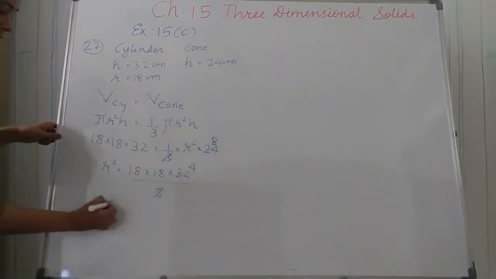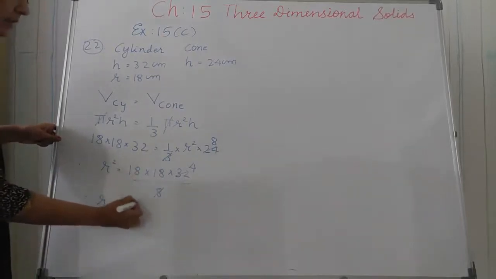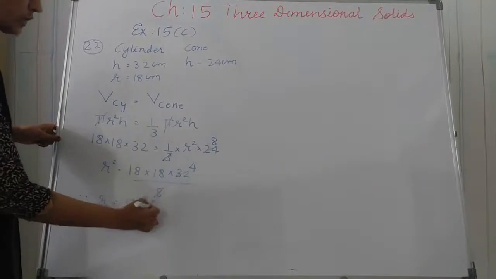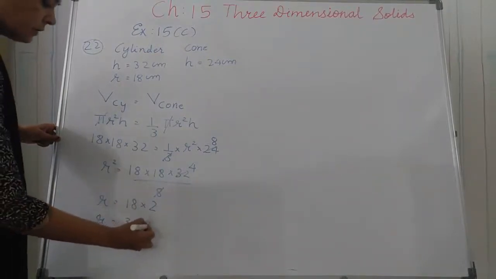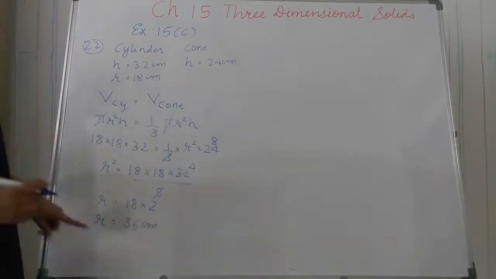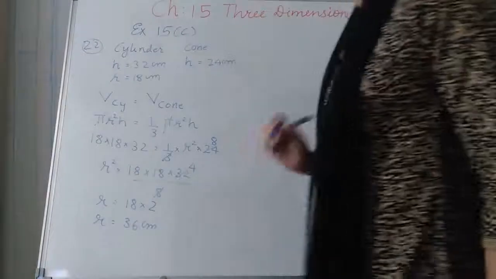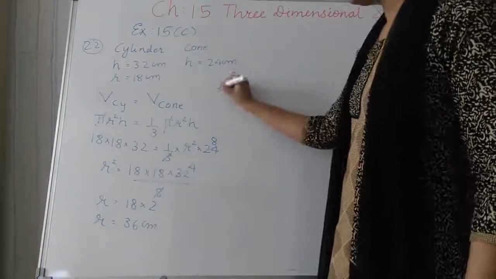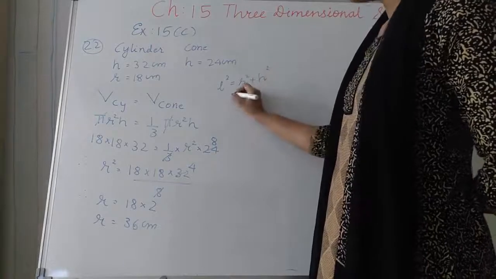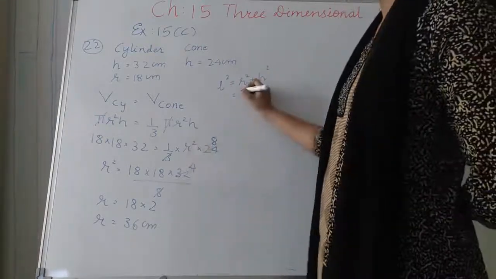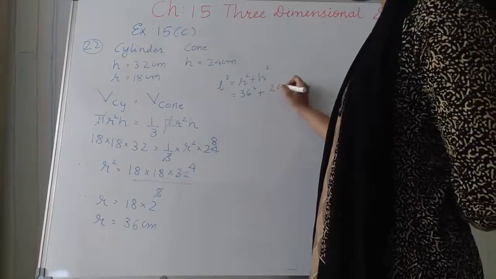To get r value, we have to take square root. 18 2 times, I consider 1 time, and square root of 4 is 2. So radius I found 36 centimeter. So first answer, radius is 36 centimeter. Now also we have to find slant height. For that, L square is equal to r square plus h square. So radius we found 36, it is square, 36 square plus h is 24 square.